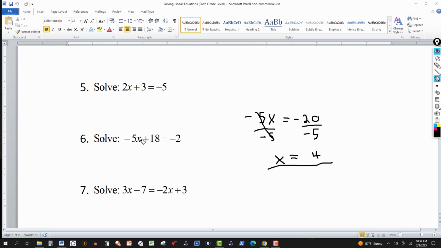Let's check it. Now if your teacher doesn't ask you to check it, that's fine. But if you want to make sure that it's correct, just come up here and say, okay, negative 5 times some number plus 18 is supposed to give me negative 2. Whatever's on the other side. Okay, so put a 4 right there. 4 times a negative 5. It's a positive times a negative, so the answer will be negative. And then 4 times 5 is 20, so this is negative 20.